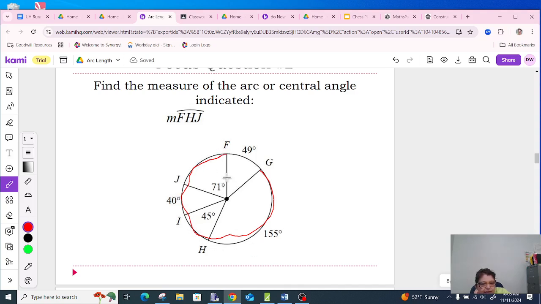Well, if this is the central angle, that's 71 degrees. What's this out here? 71. And if this is 45, what's this one out here? So you have two choices. You could subtract 49 from 360, and that should give you the rest of the circle. Or you can add 71, 40, 45, and 155. And that will give you the measure.